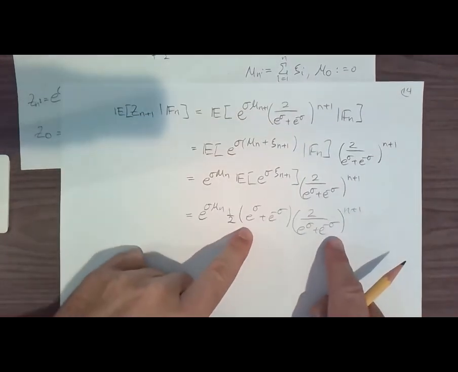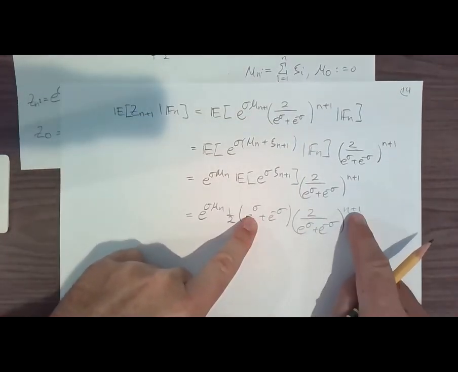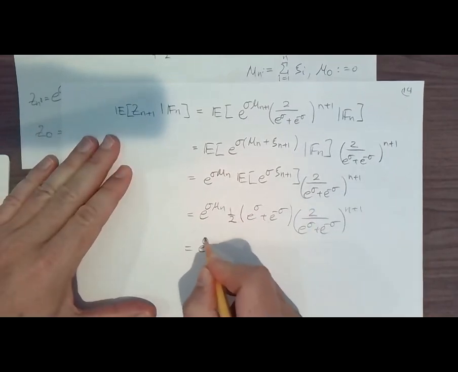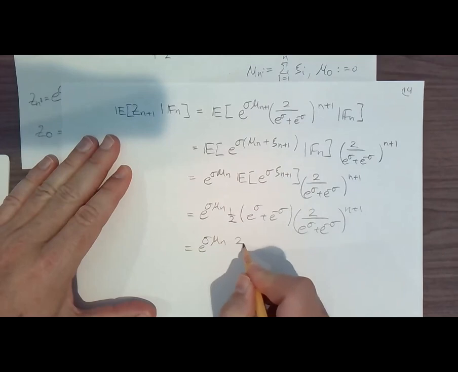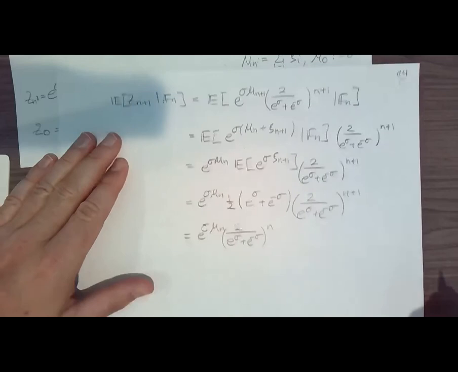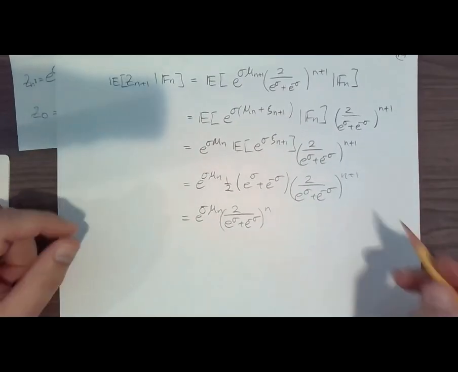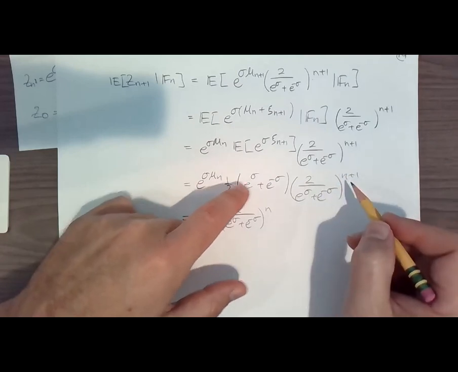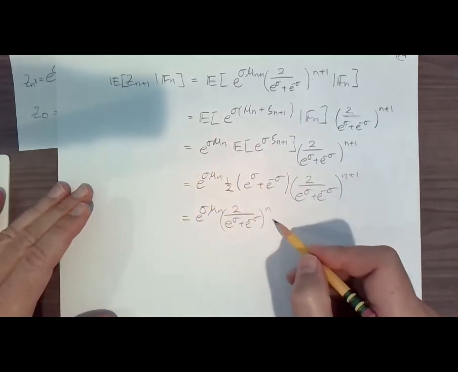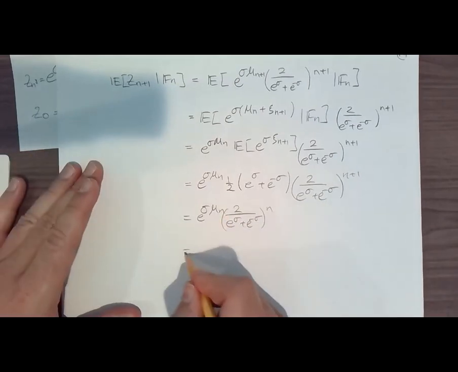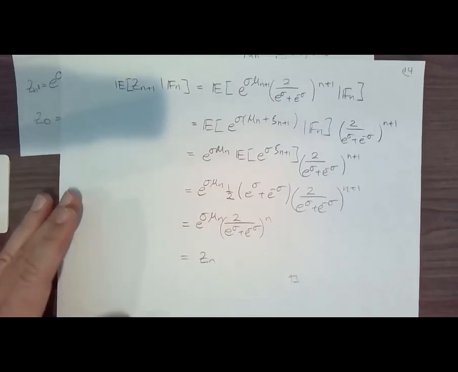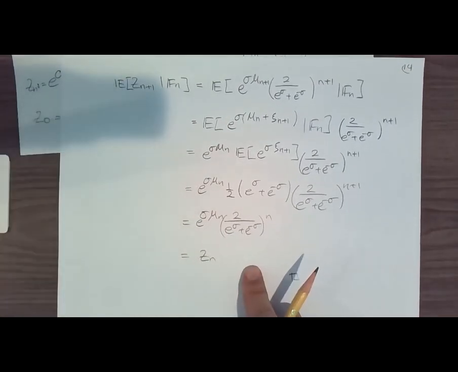And now we can see these two terms mesh, and I'll get one term fewer. This here will become e to the sigma Mn times 2 divided by e to the sigma plus e to the minus sigma, everything to the power n. Here we have n plus 1, but there's exactly one of these terms being multiplied on, and it will cancel out the 1. I'm just left with n. And then, of course, you combine these two and you recognize that this is your Cn. And that one here is the martingale property.